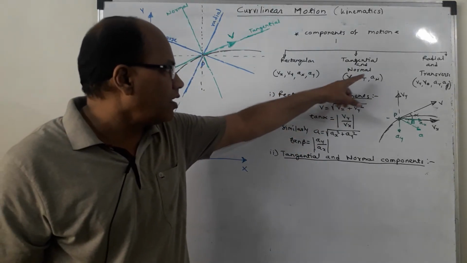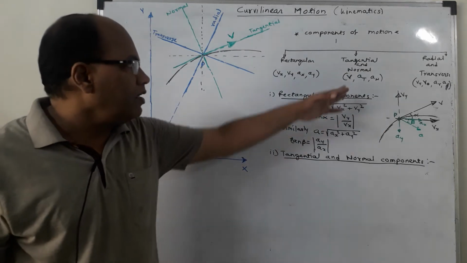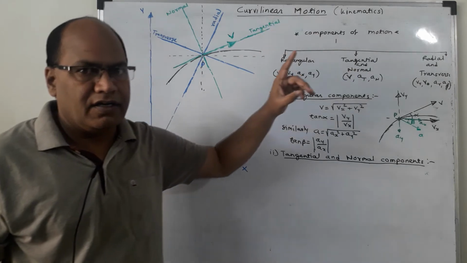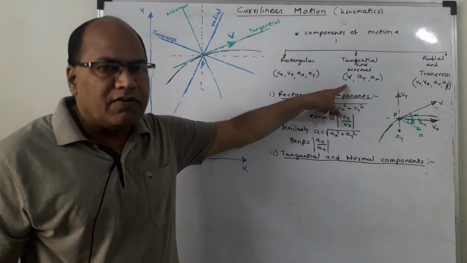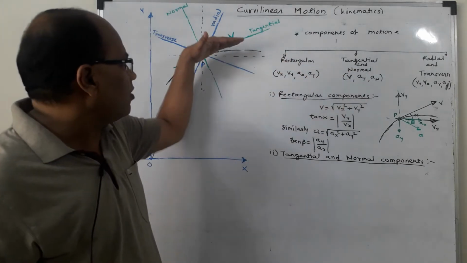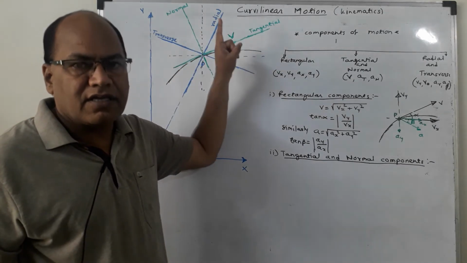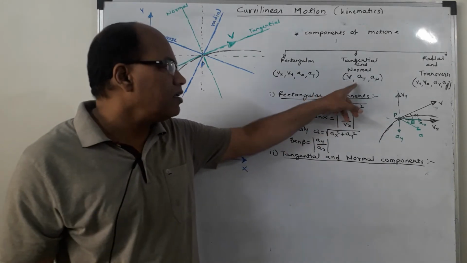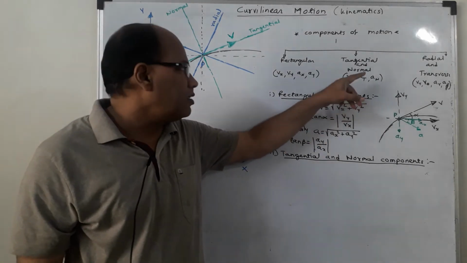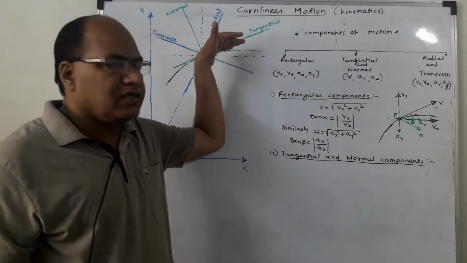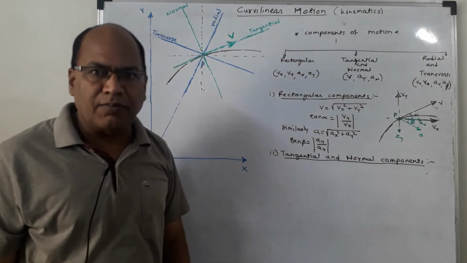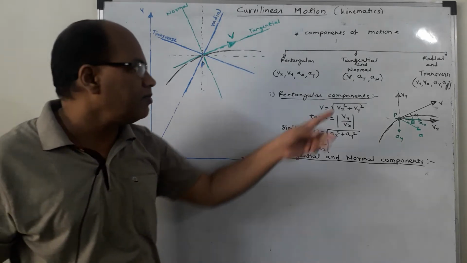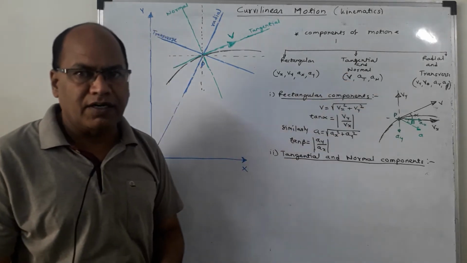Now, tangential and normal components. V is the velocity along the tangent. Again, the velocity in curvilinear motion is always directed along the tangent. As such, its component along the normal direction is always 0. So, Vn does not exist, and that is why whatever is the velocity along the tangent is the tangential component of velocity. So, the tangential component of velocity and velocity are the same in case of tangential and normal direction.